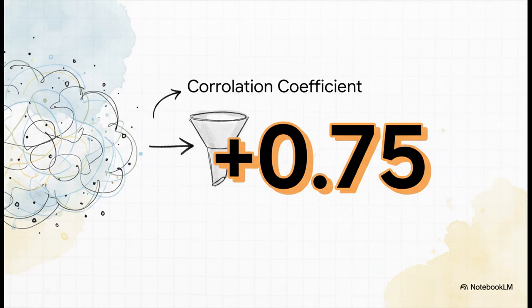So, to make this whole pattern-finding thing precise, we boil the entire relationship down to just one single number. It's called the correlation coefficient. And this one little number is incredibly powerful. It tells us both the direction of the relationship and just how strong it is.